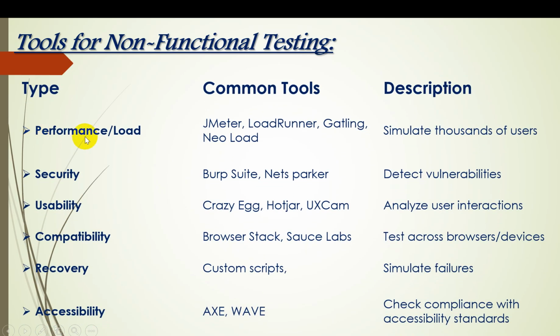So for performance testing, we can use JMeter, LoadRunner, Gatling. Those people who are experienced here, they know about those tools. Okay, it is just for the simulation of users. Then for security, we have Metasploit and Netsparker that detect vulnerability. Vulnerability is a difficult word, but its meaning is very simple.